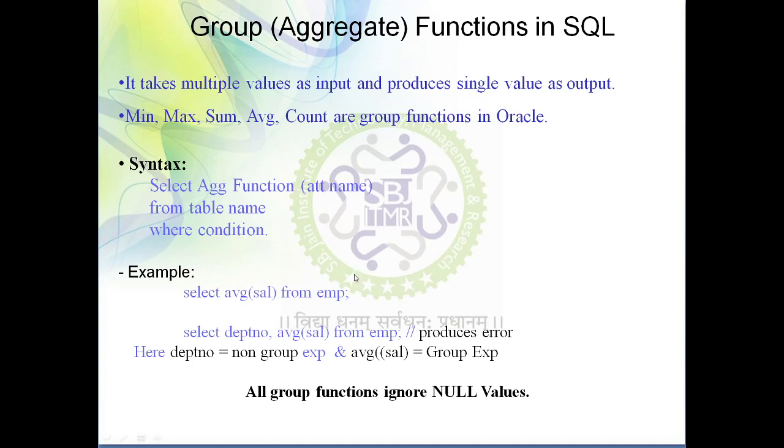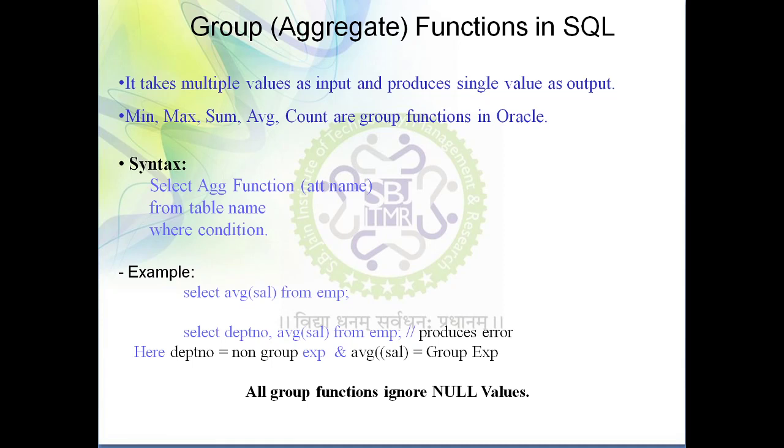In that case, suppose I write a query like this: select department number comma average of sal from employee. It will generate an error. Why will it generate the error? The reason is very simple. Here department number is a non-group expression, whereas average of sal is a group expression. So what is a group expression and a non-group expression? As I told you, min, max, average, sum, count are aggregate functions, so they are called group expressions. But here department number is a non-group expression. It's not a grouping.